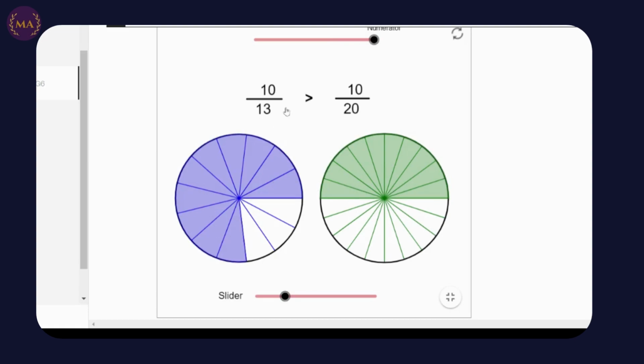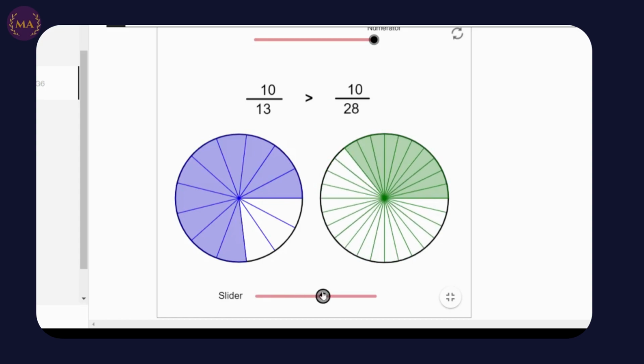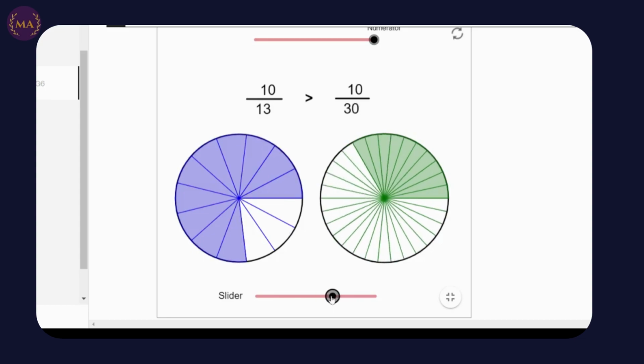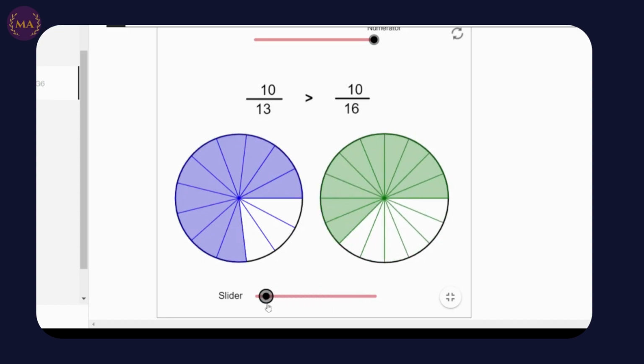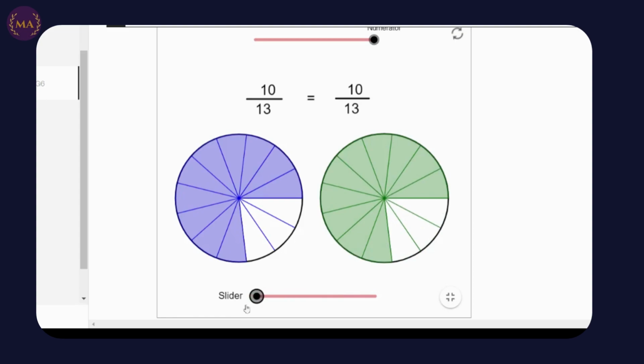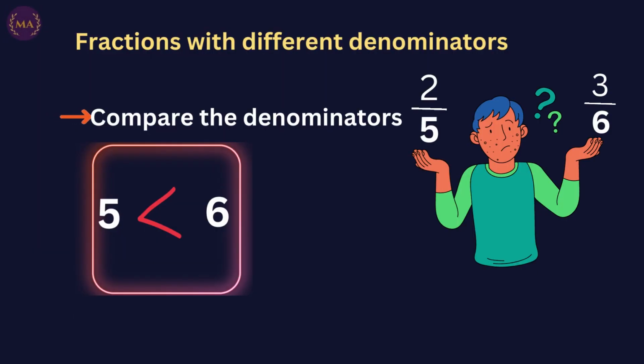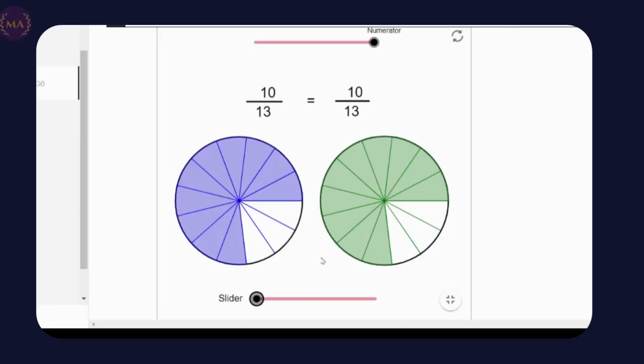In 10 by 20, only the half circle was selected, and in 10 by 13, more than half circle is selected. From this, what can you conclude? Now here we are comparing the denominators. Since the numerators are the same and the denominators are not the same, we are comparing the denominators. So when the denominators are different, we will compare the denominators, like 5 and 6. In the simulation that we have seen, it was 13 and 20.